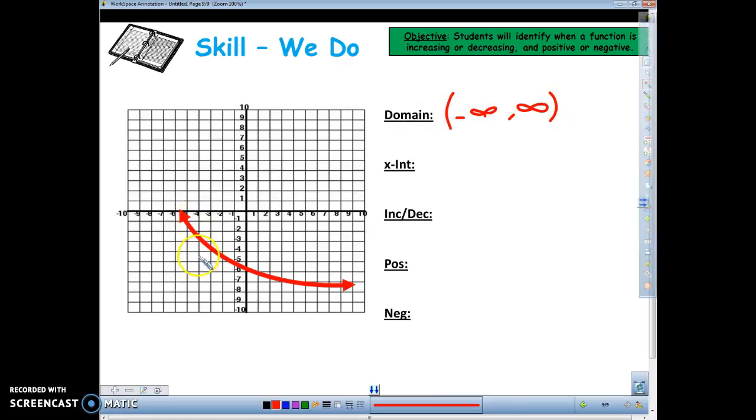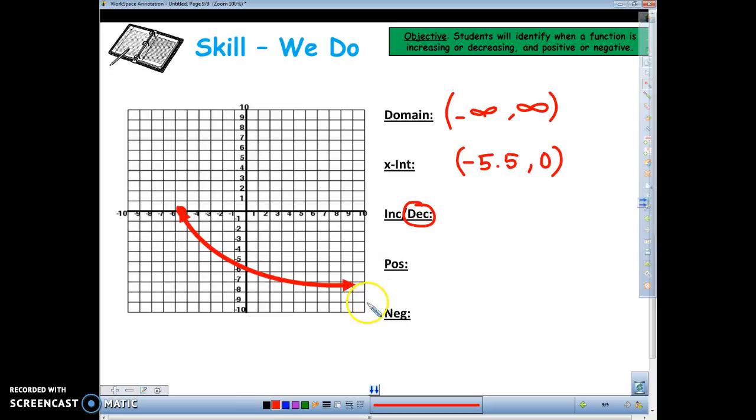And my x-intercept, this one's a little tricky. Let's say right here, negative 5.5. We're going to make it a little difficult on you. Negative 5.5 comma 0. So this function, as I go from left to right, what's it doing? Well, it's going down. It is a decreasing function.